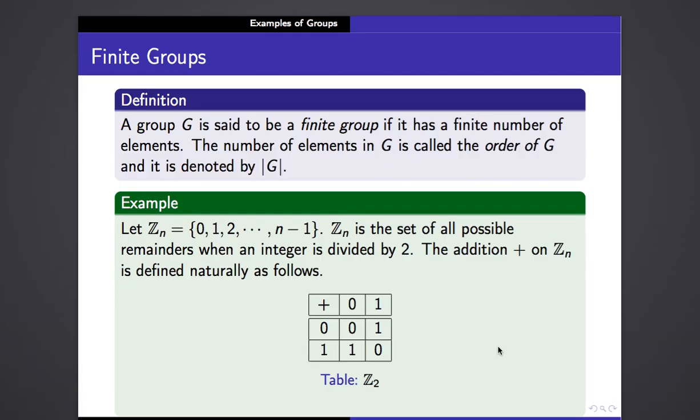So in fact, Z2 is a number system where 1 plus 1 equals not 2, but 0. So 1 plus 1 equals 2 is not like an absolute truth, right? There is a number system where 1 plus 1 equals 0. Okay? So you may find it interesting.